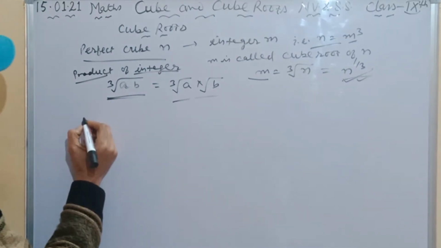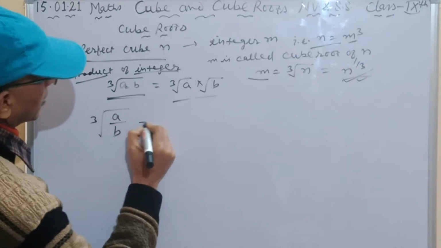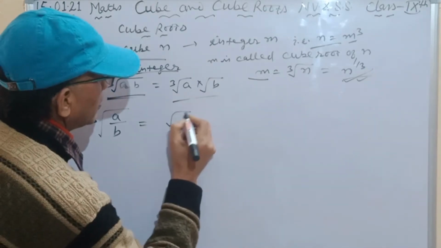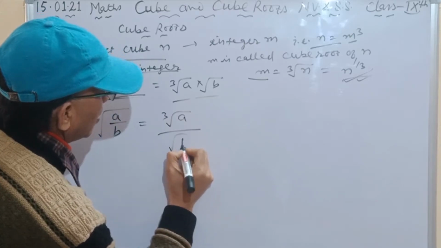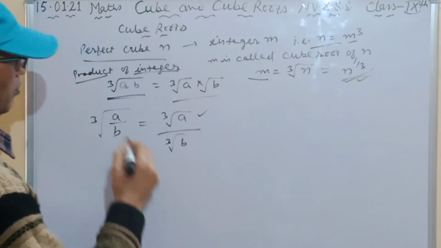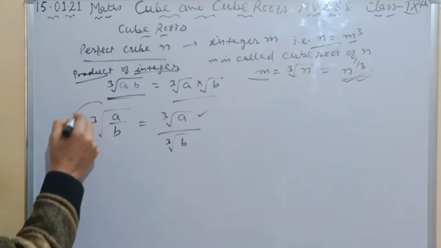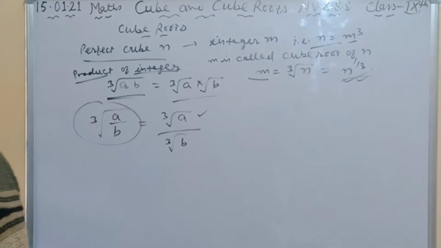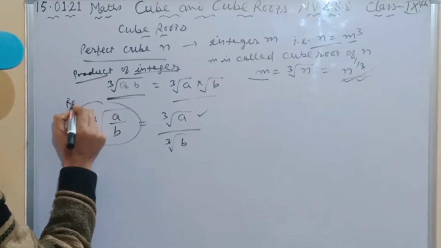If we talk about rational numbers, if you are given the cube root of a ratio, then you have to find separately the cube root of a and the cube root of b. That means the numerator separately and the denominator separately, and if you divide them, you will get the cube root of the given rational number. This is division in the case of rational numbers.